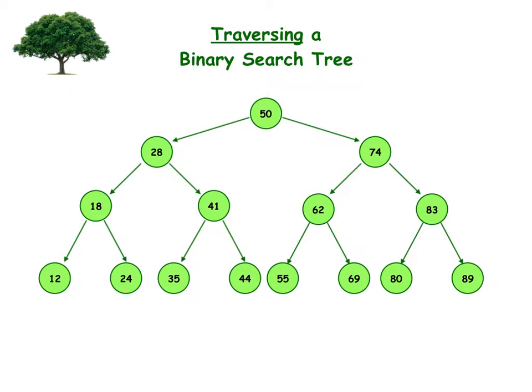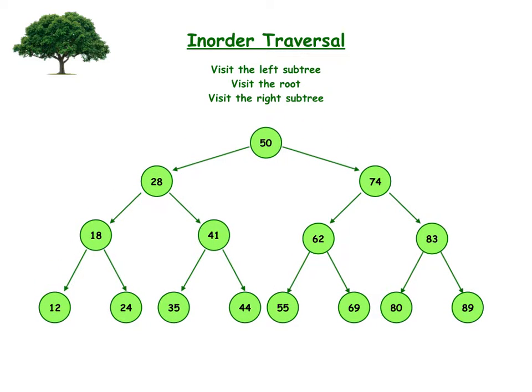Traversing a binary search tree. In the previous video, we defined the word traverse to mean visit each node in a binary search tree in a specific order. In this video, we're going to discuss the three different kinds of traversals. The first one being the in-order traversal. In an in-order traversal, you visit the left subtree first, then you visit the root, then you visit the right subtree. Now, notice the keyword that I used here, visit.